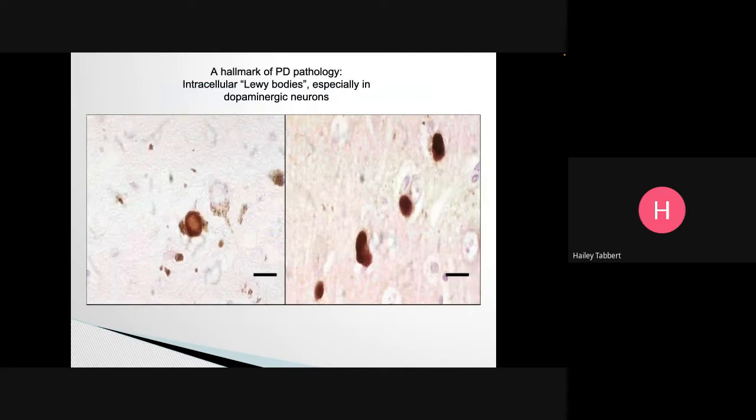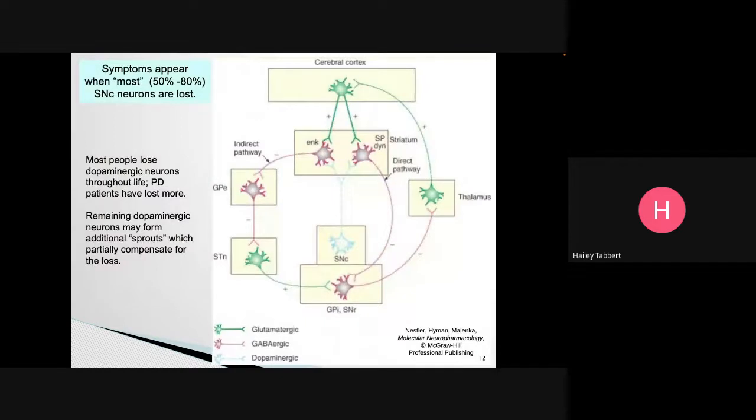But you can see them here in this slide. So they're all of these very dark red areas in the brain. So the one on the left shows a Lewy body of the substantia nigra in a Parkinson's disease patient. On the right, those Lewy bodies are actually in the cingulate gyrus in a Parkinson's patient. So they can be pretty widespread throughout the brain.